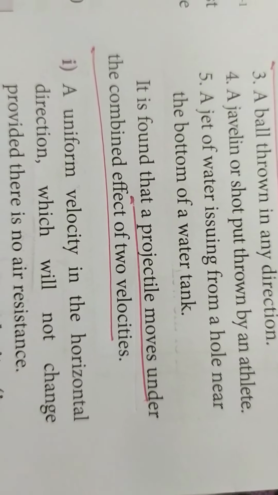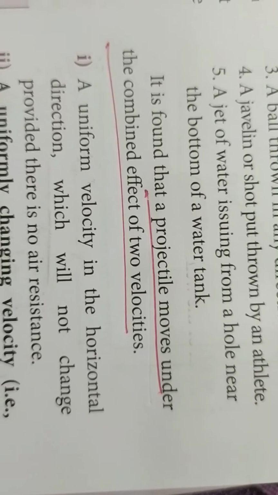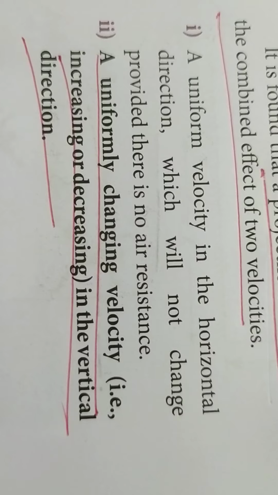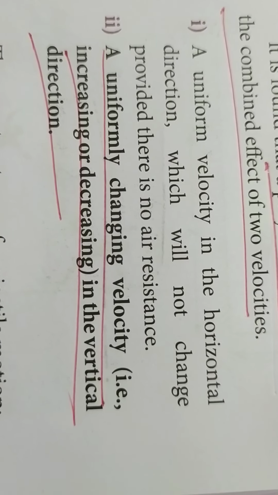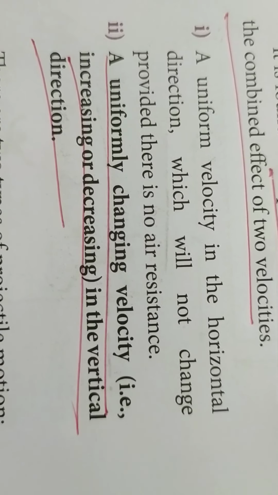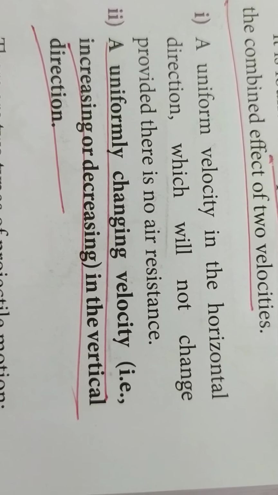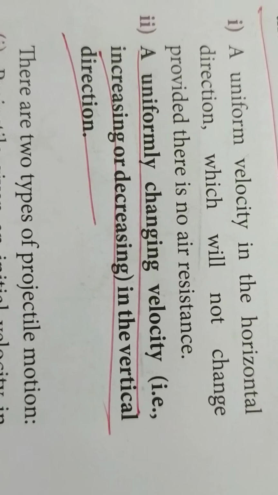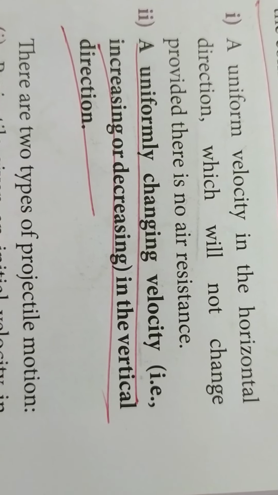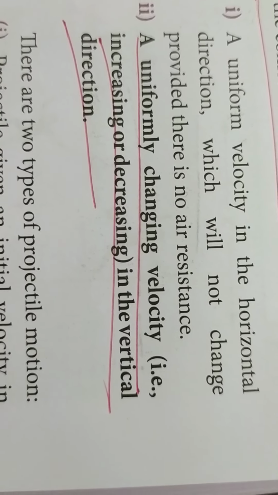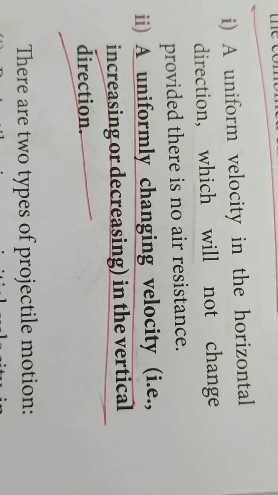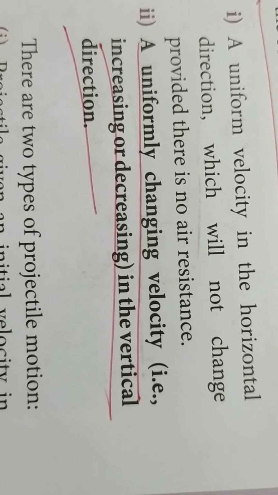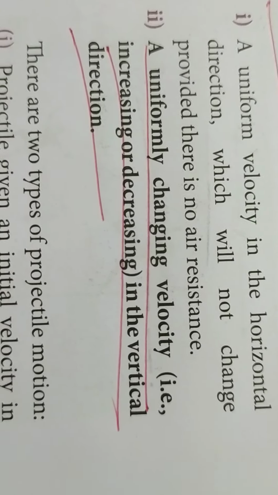So there are two velocities combined: one is the horizontal velocity and the second one is the vertical velocity. When you see the horizontal direction, there is no change, because the body is falling downwards. Whereas in the vertical direction, there will be either an increase or a decrease in the velocity.